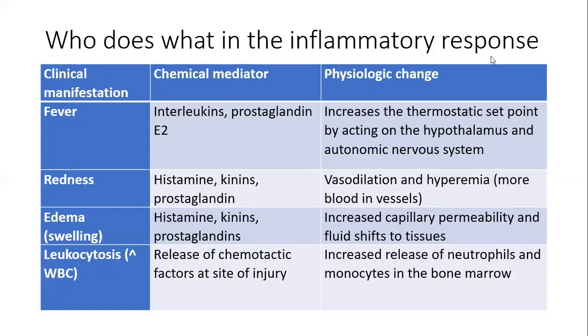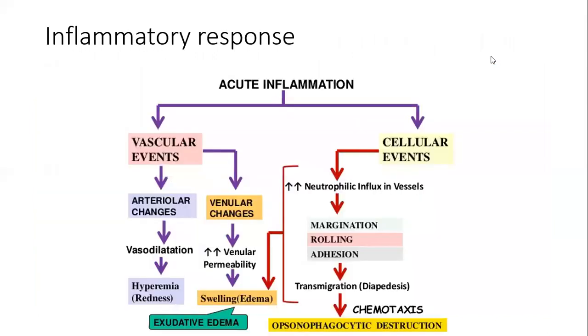And leukocytosis, which is an increase in white blood cell count, because the thing that impacts or triggers that is chemotactic factors. And remember, chemotaxis is that tractor beam that draws the white blood cells to the site of injury. And that triggers an increased release of neutrophils and monocytes in the bone marrow. So this is kind of what it looks like.